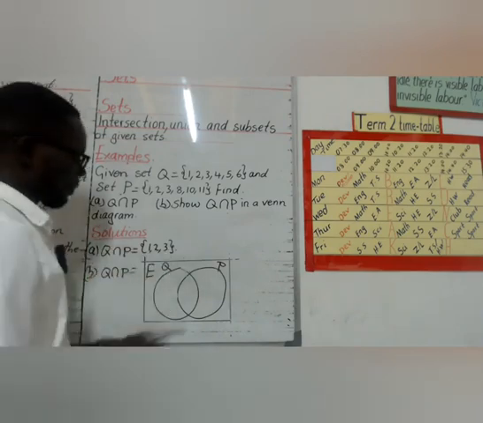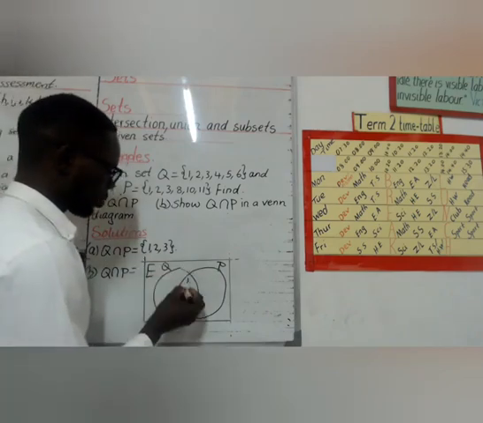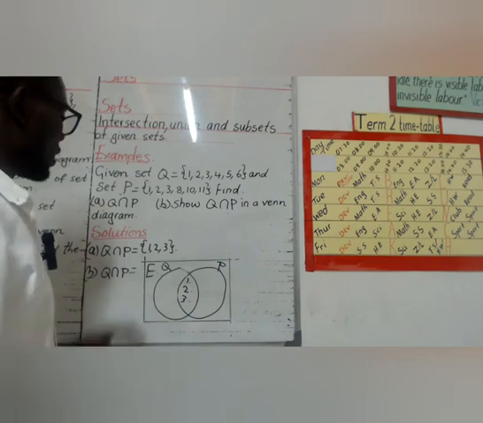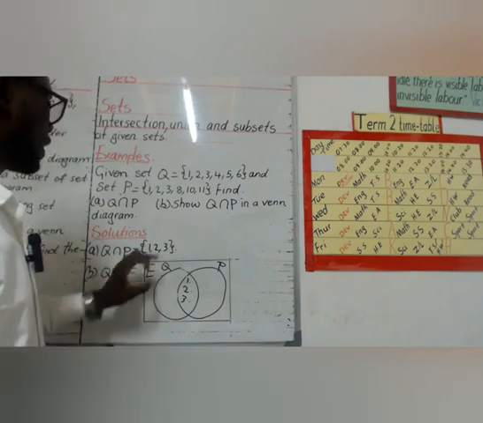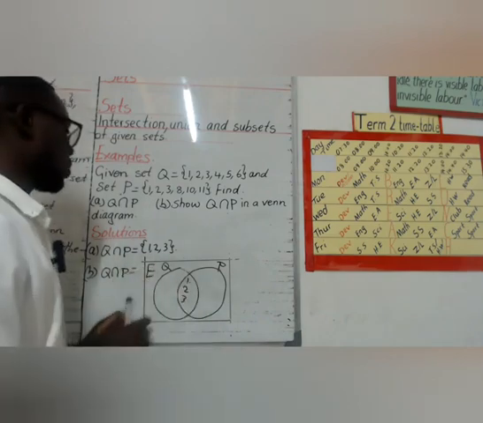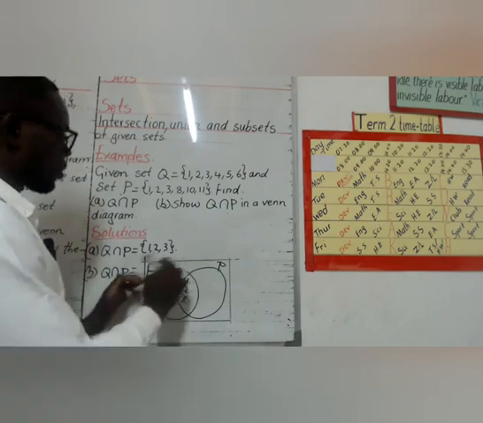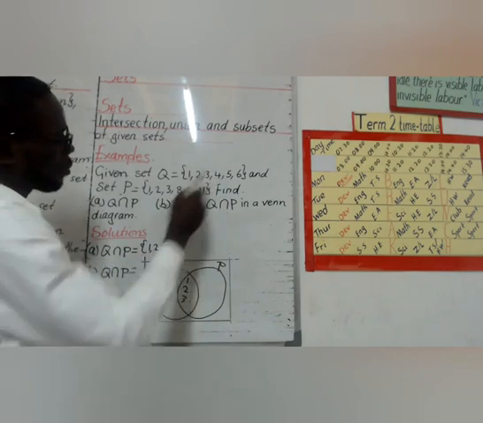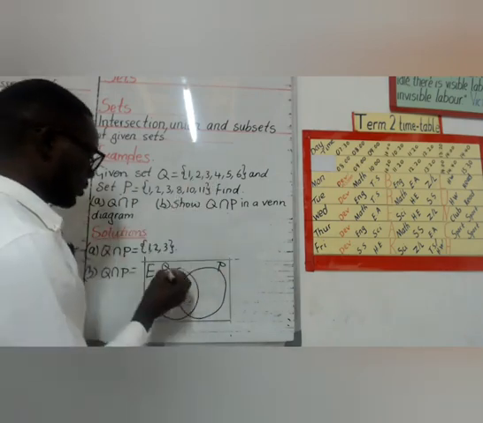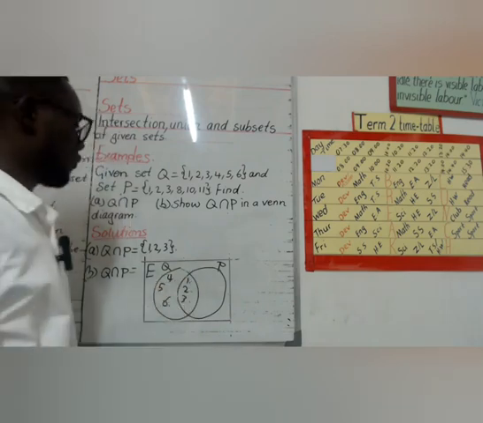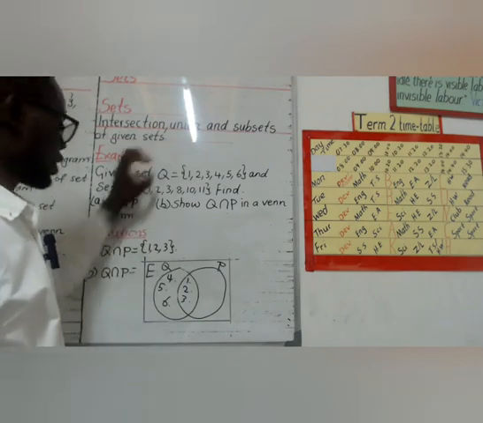They're already here: 1, 2, 3. They are the members of the intersection. Let's now list the members of set Q without mentioning members of the intersection because they are already in Q. So we are going to leave them out because they are already here. So what is not here is 4, 5, 6. So 4, 5, 6 are members of set Q here.